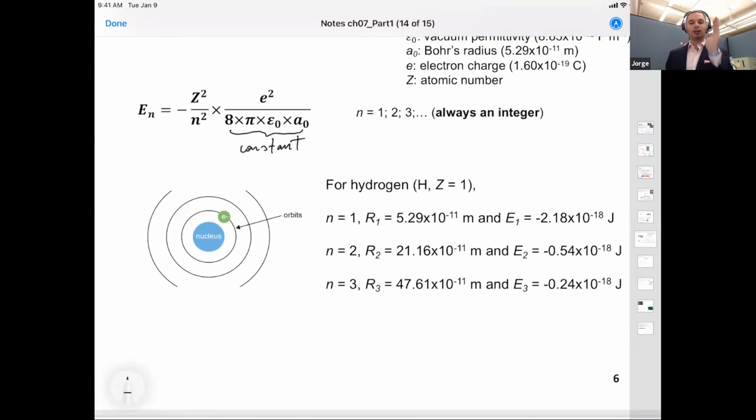With these values, we can also build an energy diagram for hydrogen. We are going to put energy on the y-axis and represent n equals 1, 2, and 3 by horizontal lines. So let's think about which shell would be the most stable in the hydrogen atom. Justin, imagine that you are an electron and you are going to populate an atom. Would you rather be close to the nucleus or far from the nucleus? It seems like the strongest relationship is closer to the nucleus.